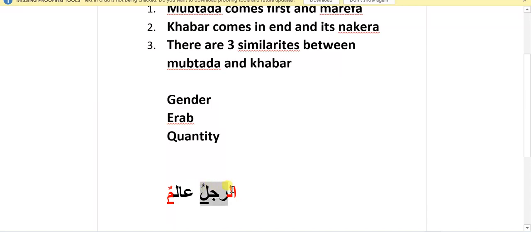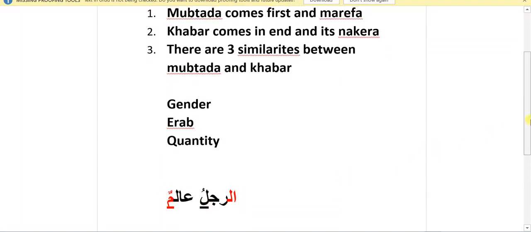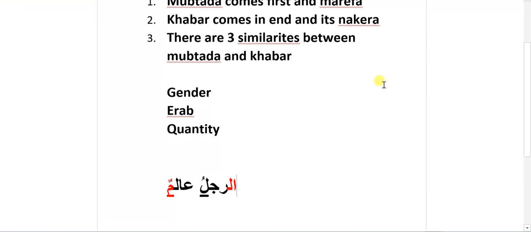Ar-rajulu is also muzakkar, alimun is muzakkar. Ar-rajulu is mubtada and alimun is khabar. Now you may be wondering that this feels very similar to mawsuf sifat, but there is a difference between mawsuf sifat and mubtada khabar: in mawsuf sifat there are 4 similarities. In mubtada khabar there are 3 similarities.